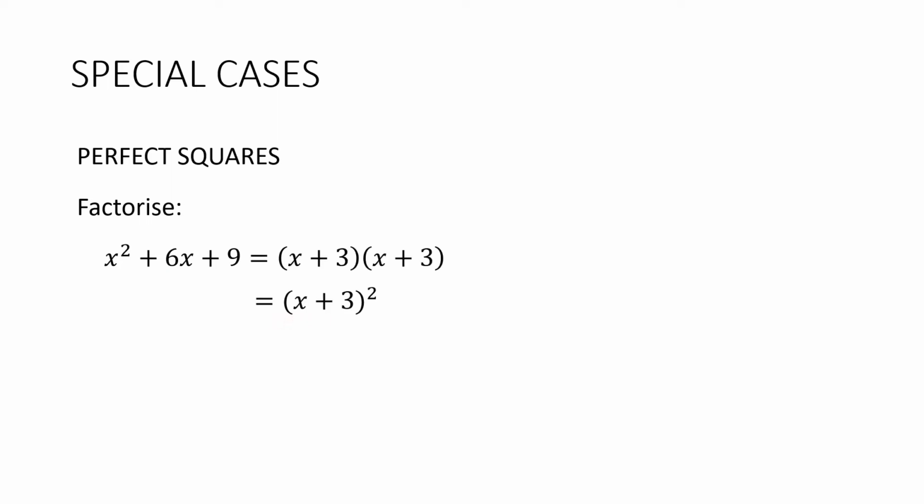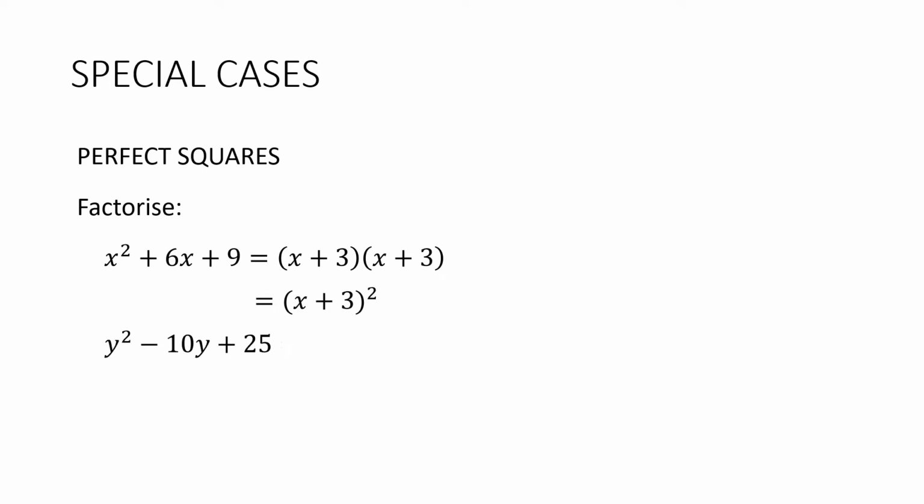Okay, we looked at these special cases before when we were expanding, and the first one is perfect squares. So it'll look something like this. We're just going to do it normally. We want factors of 9 that add to 6. They must be 3 and 3. And as an extra step, we can write it as a square.